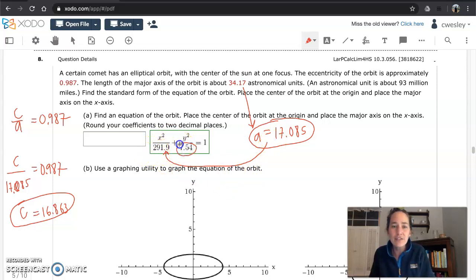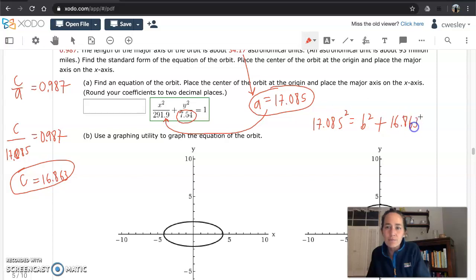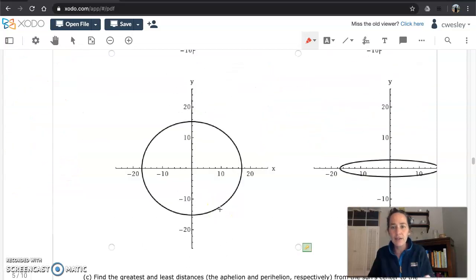How did they get this number here with my constant units? Well, I know a and c, and I know this is an ellipse, so I can use a squared, 17.085 squared, equals b squared plus c squared, plus 16.863 squared. That's not too bad either. You get b squared, apparently, since the answer is sitting right in front of me, equal to 7.54. So that's good. Now you have an equation. You can easily get a graph now if you think about how many units you have to go roughly out and over. In my case, I think it was the 4th graph that worked pretty well.